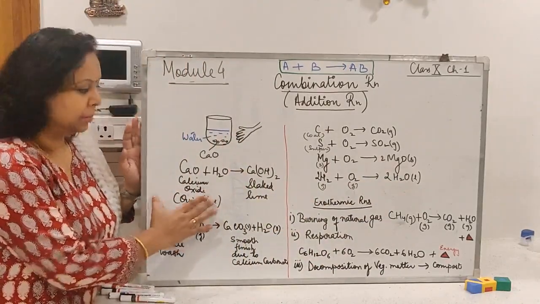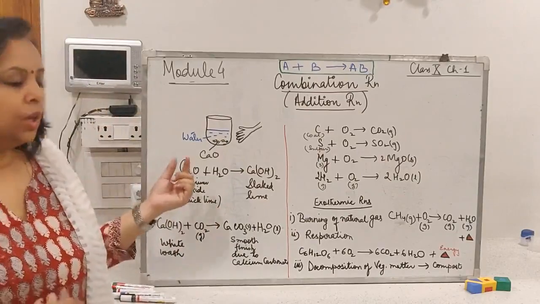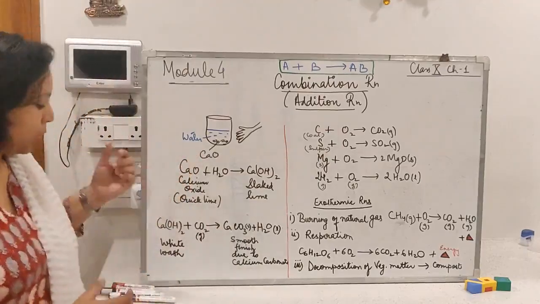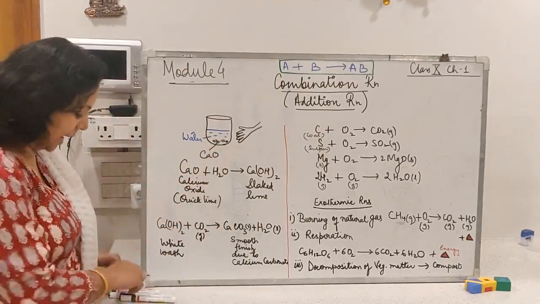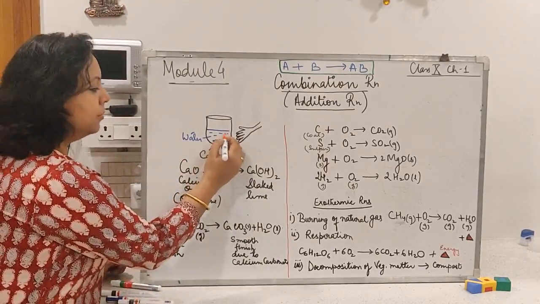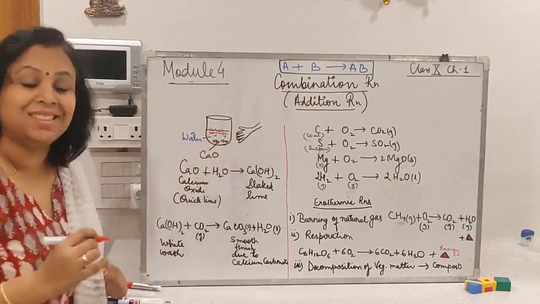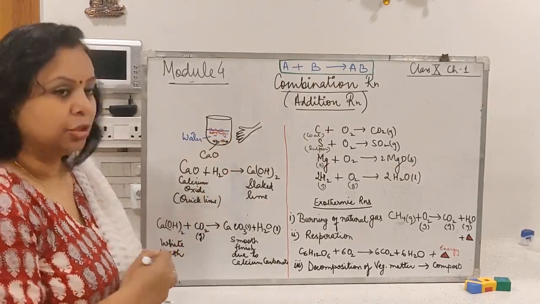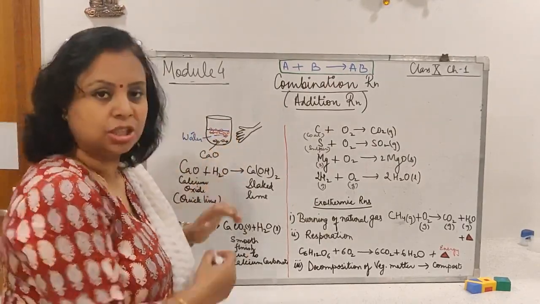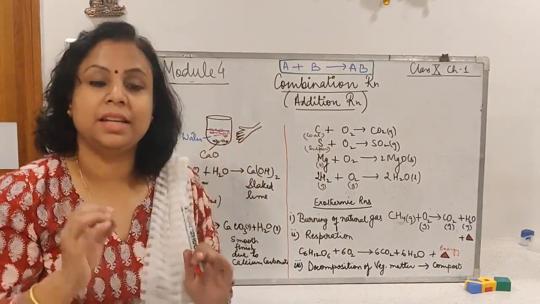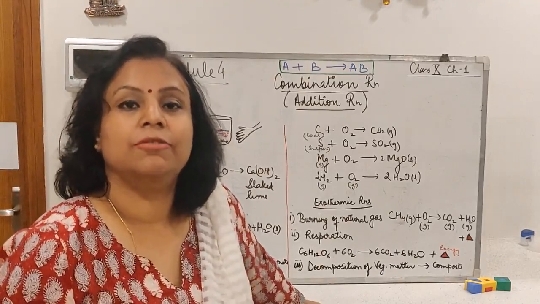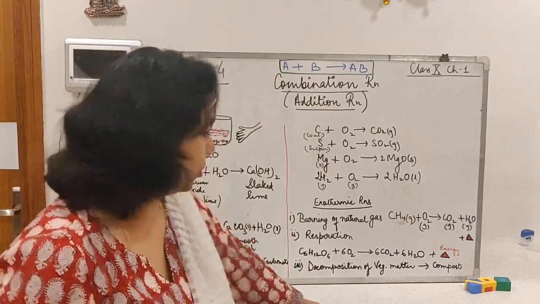Now we'll come to this side. This is a classic example which is given in NCERT also. Quicklime, also known as calcium oxide. When calcium oxide is taken in a beaker and some water is poured in it, we will observe that a vigorous reaction takes place, to the extent that some bubbles start coming out, and if you touch the surface of the beaker, it becomes warm. That means energy is released in the form of heat after this reaction.